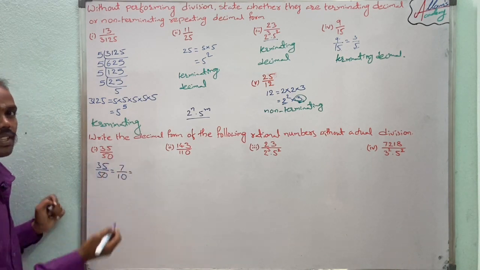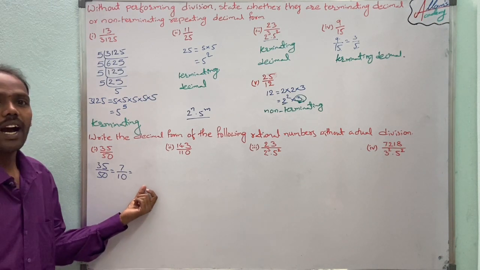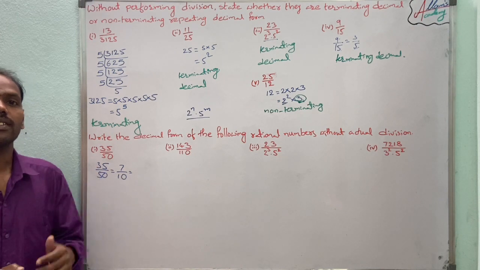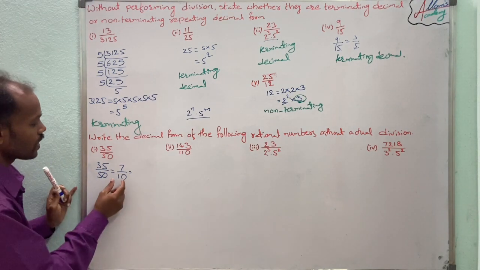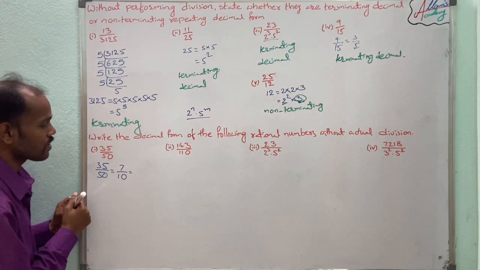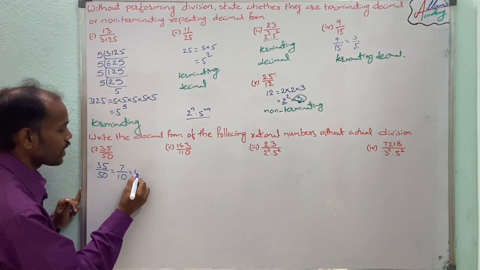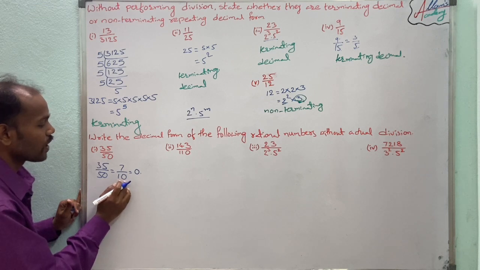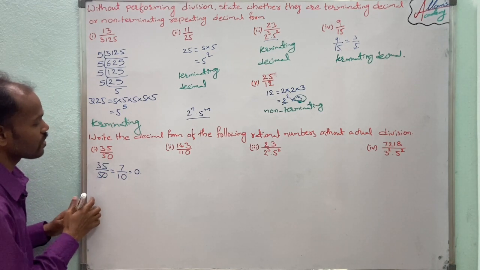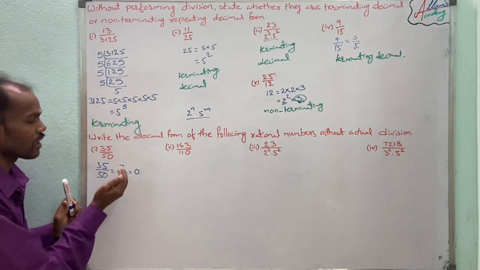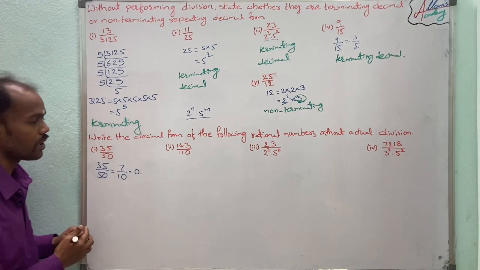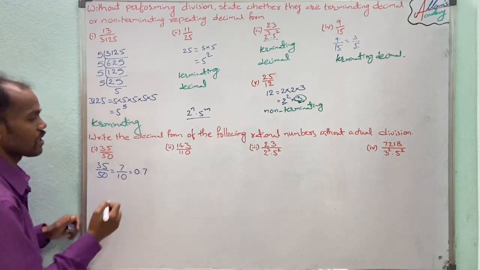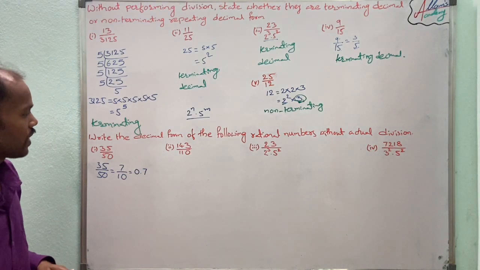So if the denominator is 10 or a multiple of 10, then we can write the decimal form directly. Here the denominator 10 means we have to keep a point, and it has only 1 digit after the 1, that is 1 zero. So in the numerator we keep the point 1 digit from the end. So the answer is 0.7.